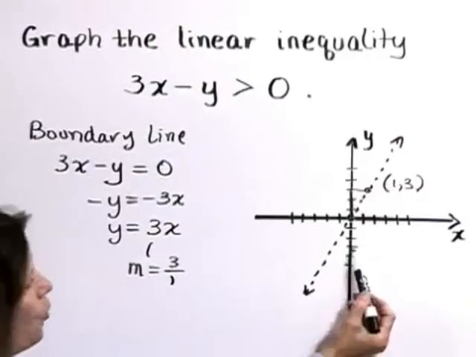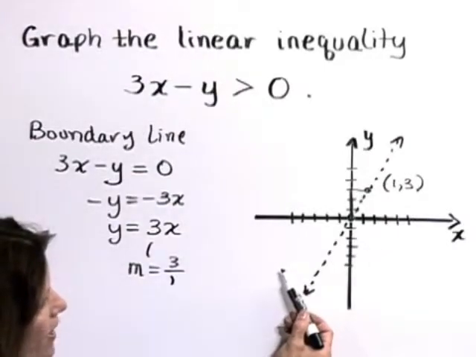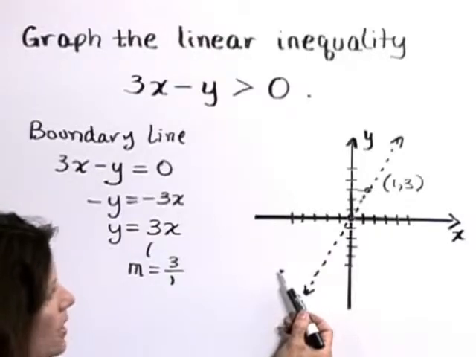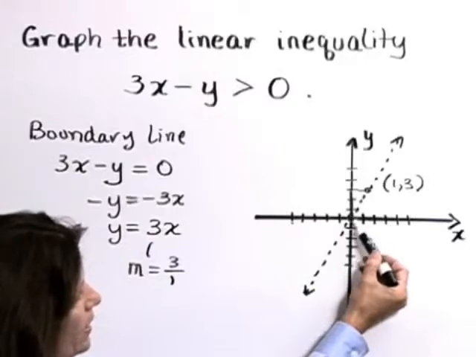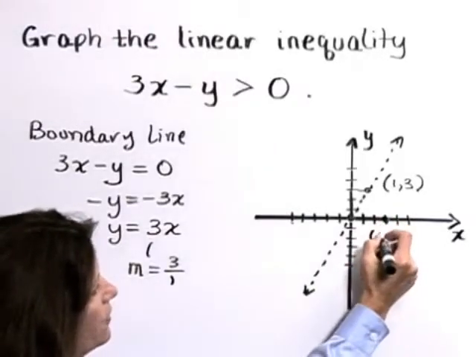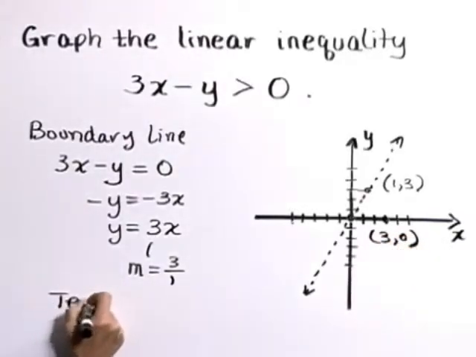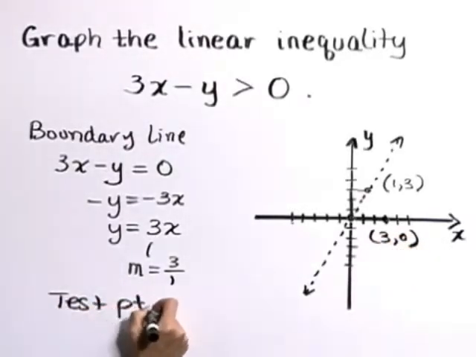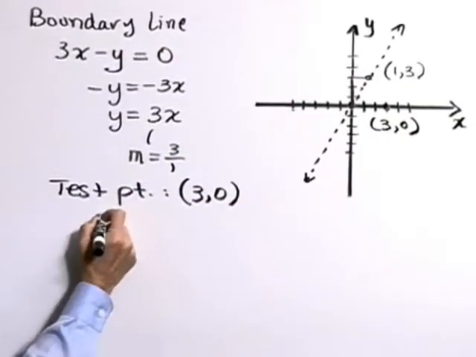Now let's determine which side of this line to shade to identify the correct region. Let's choose a test point that is definitely off of the line, so we can't choose the origin. How about this point out here on the x-axis at (3, 0)? So let's test the point (3, 0) in the inequality statement.